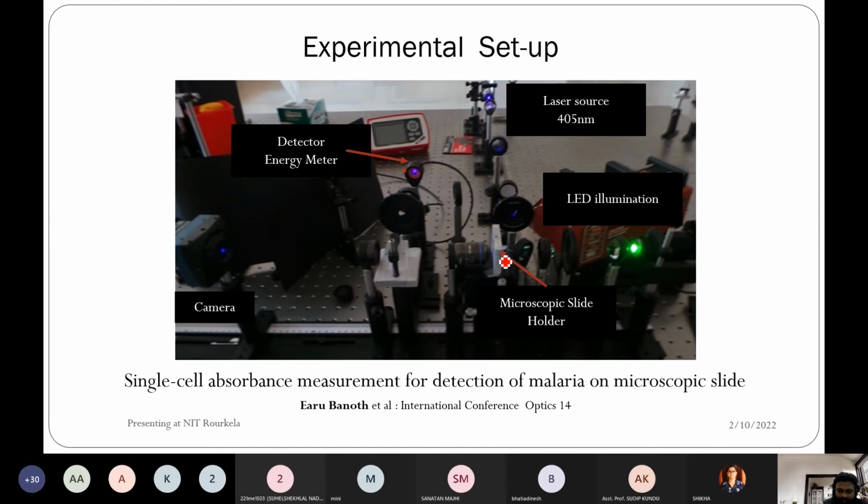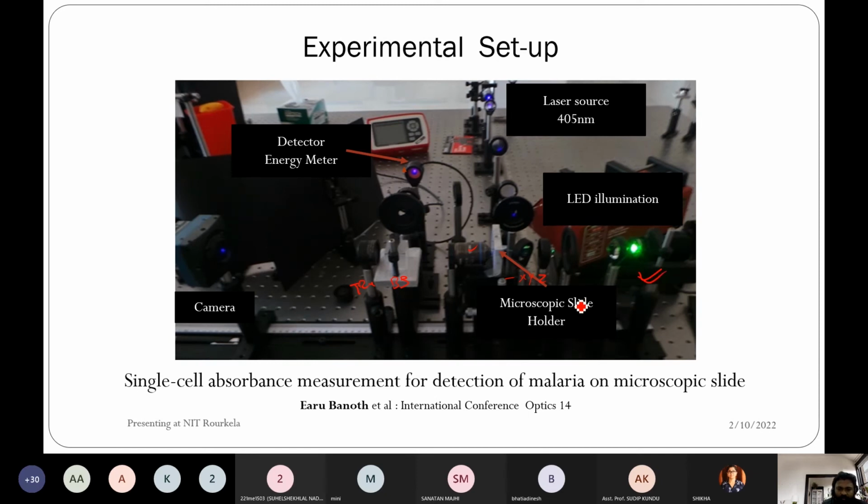You can see the microscopic slide here, and on top of this is basically an XYZ translation stage, so that you can move your sample object, the microscopic slide, up, down, and sideways as well. And this is the micro objective, and as I mentioned, this is the beam splitter. The tube lens is used here, and the camera is here. This is the laser source which we used, and this is the LED light which is used for imaging purposes.